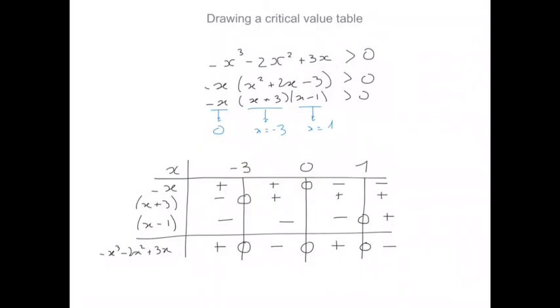We need to give the values of x for which this expression here is strictly positive. So this means that x needs to be less than minus 3, or in between 0 and 1 to be positive. So we can write this as x has to be less than minus 3, or 0 is less than x, which is less than 1.